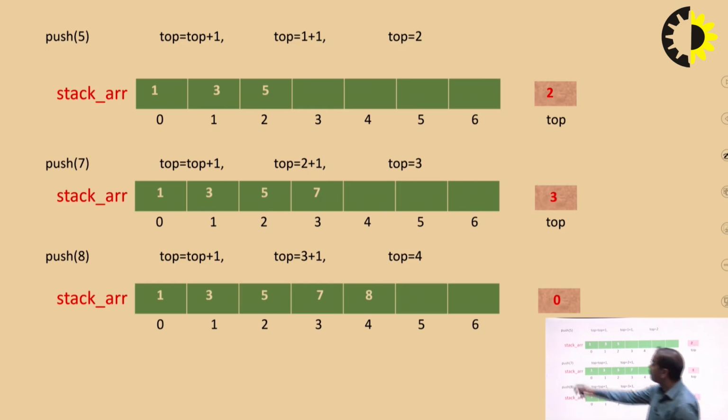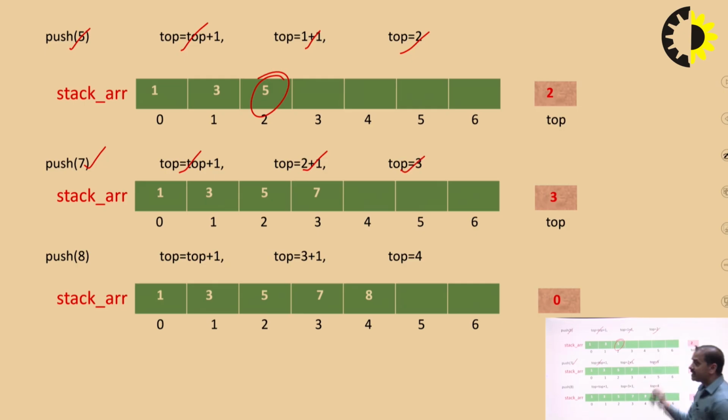Like this, if we want to insert 5, first we increment top equal to top plus 1, top equal to 1 plus 1, top equal to 2. We insert 5 at position 2. We want to push 7, top equal to top plus 1, top equal to 2 plus 1, then top equal to 3. We insert 7 at position 3. Like this, we insert all the coming elements inside the stack or array.